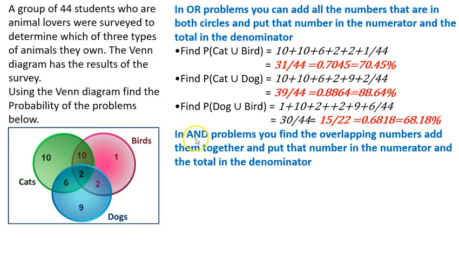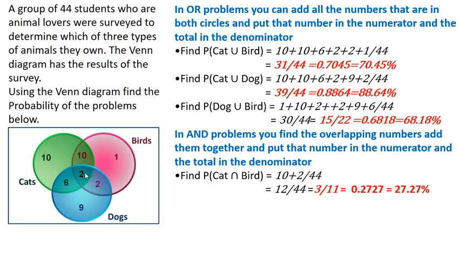Our next ones are AND problems. So it says in AND problems, you find the overlapping numbers and add them together and put that number in the numerator and the total in the denominator. So once again, we're still going to put the 44 in our denominator, but now all we're looking for is the overlap. So if we say cats and birds, we're looking at cats here and birds here. So we're looking at 10 and 2, right? So that's going to end up being 12 over 44, which reduces to be 3 over 11, which is 27.27%.